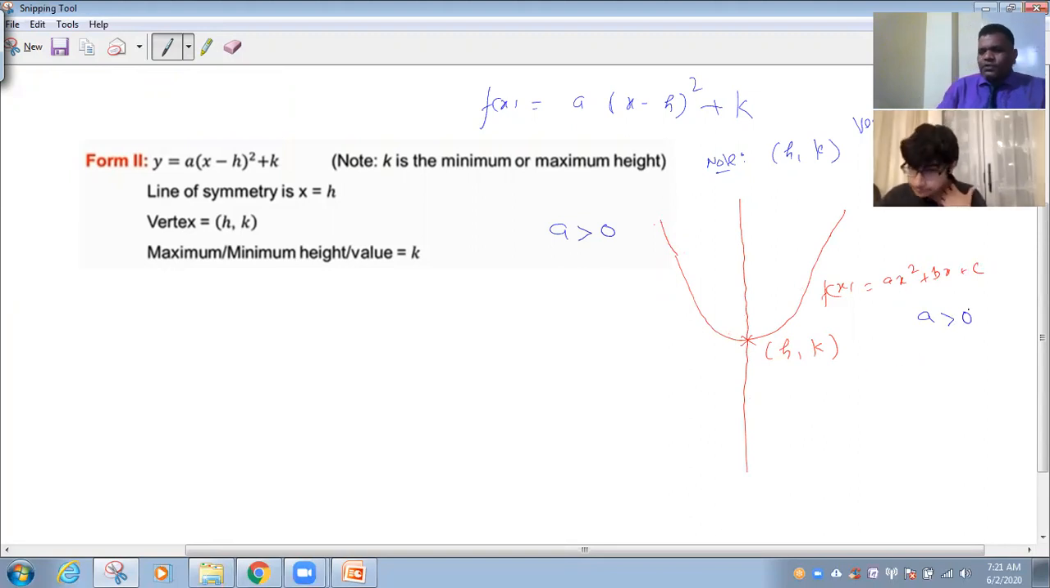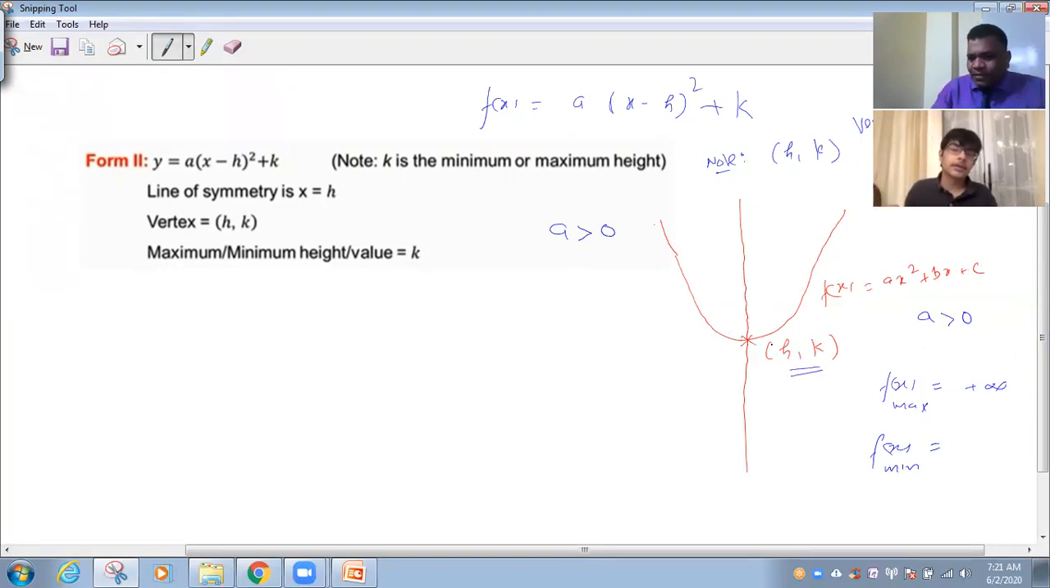Now let me ask you questions, and I'm very confident you'll get the right answer. Question number 1. What is f of x max by looking at the figure? Plus infinity. What is f of x min? 4ac minus b squared over 4a. That is fine, that is for the standard format. But here you see something else. k. Yes, the y coordinate of the vertex, that is k.